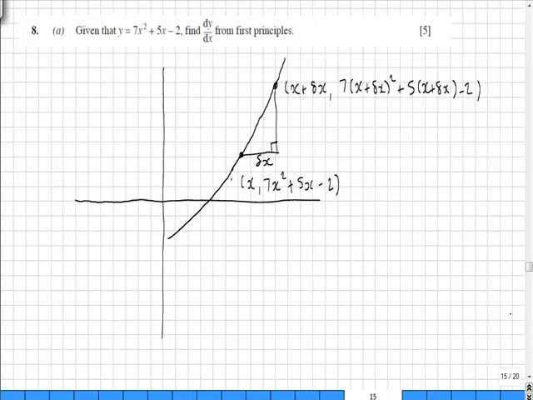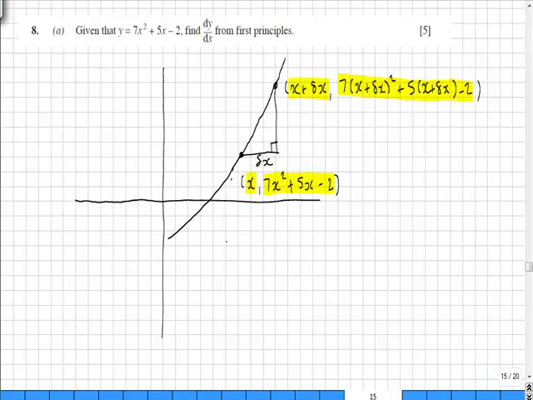In question 8a, we're asked to differentiate the function from first principles. In the first instance, we set up our graphical representation with our first coordinate of x, 7x squared plus 5x minus 2. We move this small distance delta x across the x-axis to generate our new x-coordinate of x plus delta x, and our second y-coordinate, which is simply a substitution of x with x plus delta x.